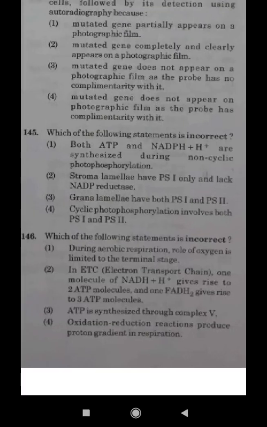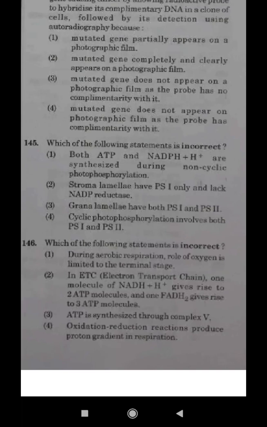Then question number 146, which of the following statements is incorrect? During aerobic respiration, the role of oxygen is limited to the terminal stage. That is correct. In the electron transport chain, one molecule of NADH gives rise to 2 ATP molecules, no, 3 ATP molecules, and 1 FADH2 gives 2. So this one is incorrect. So you have to find out the incorrect statement, and this is the incorrect one. That is for question number 146. The correct answer is option 2.